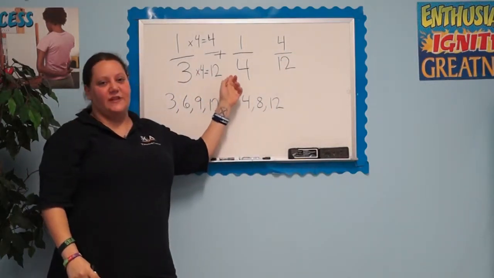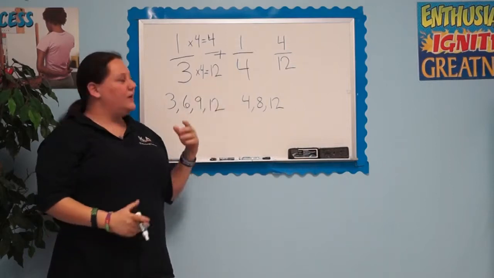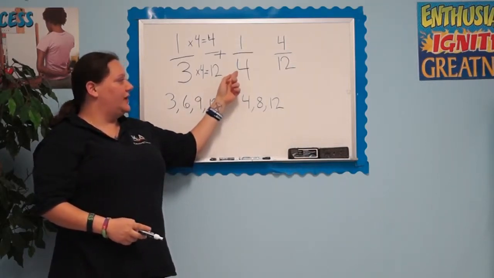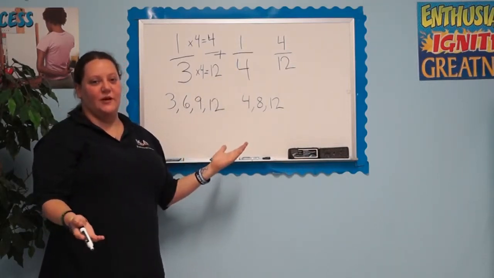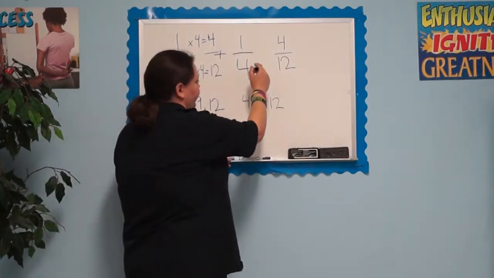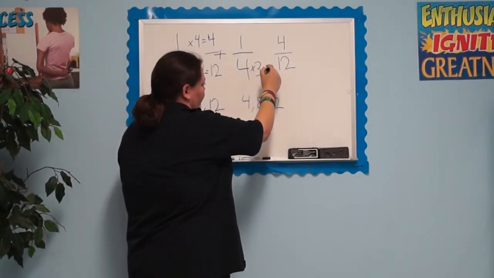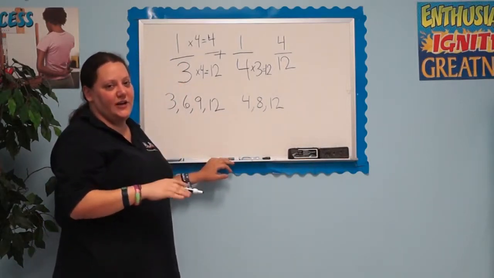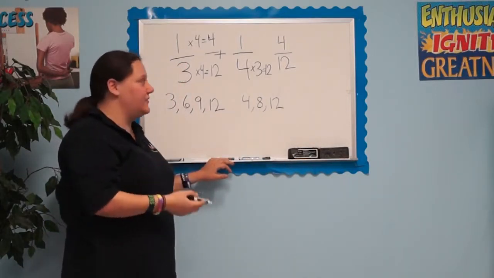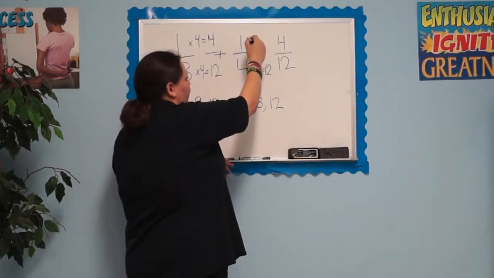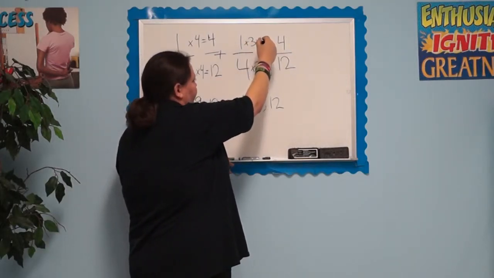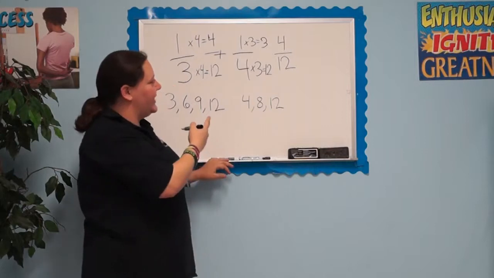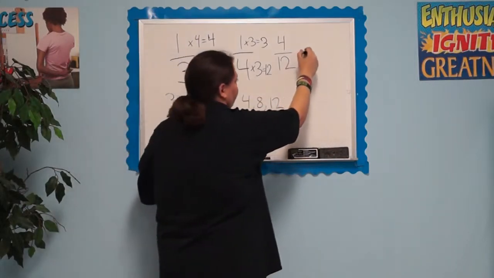Now we're going to do the same thing with the fraction 1/4. We notice that if we multiply 4 by 3, we get the 12 that we want, so we're going to do that. Like I said, we can manipulate it, but we cannot change the value, so we're going to do the same thing to the numerator. And now this fraction became 3/12.